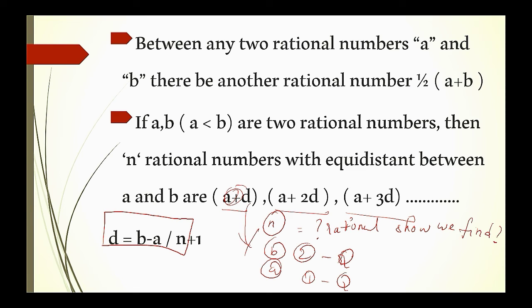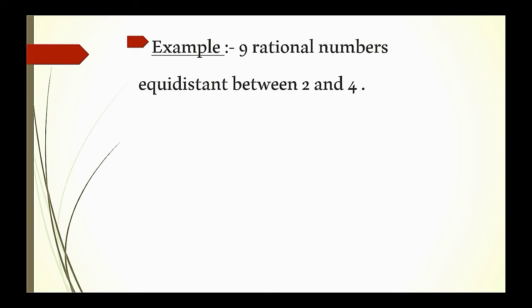We should add, depending on how many numbers we should find, that many multiples of d to a. Let me explain with an example. Here in the example, I am taking 9 rational numbers between a is 2 and b is 4. So a is 2, b is 4, and n is equal to 9.